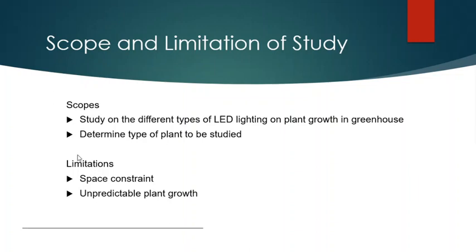Limitations to this study would be the space constraint and unpredictable plant growth. The mini greenhouse should be portable and small. Hence, the plant chosen should be able to fit in the mini greenhouse. Furthermore, as plant is a living thing, its growth can be affected by a lot of factors including stress. Stress cannot be measured and it will affect the growth of plant. In the worst case scenario, it may even cause stunted growth in plants.